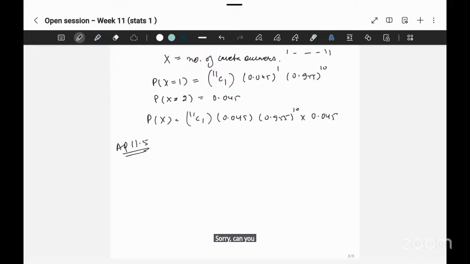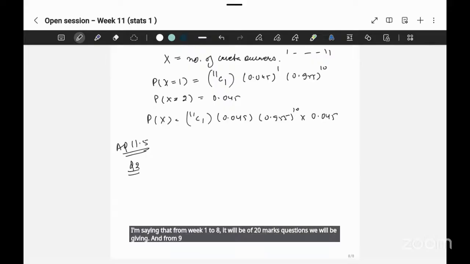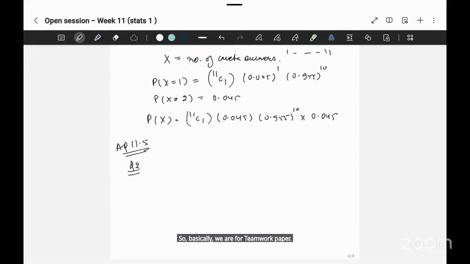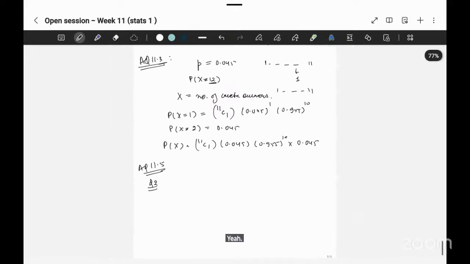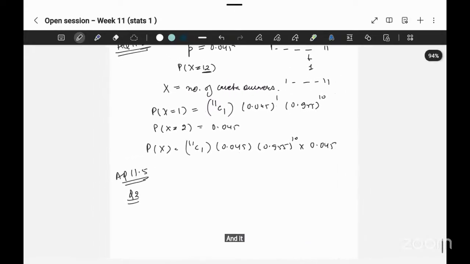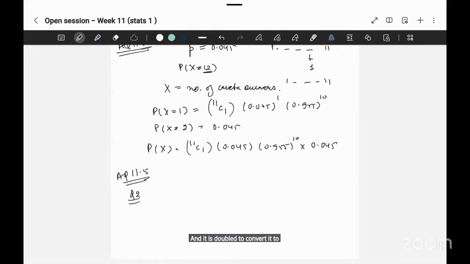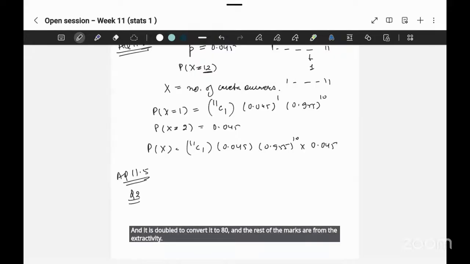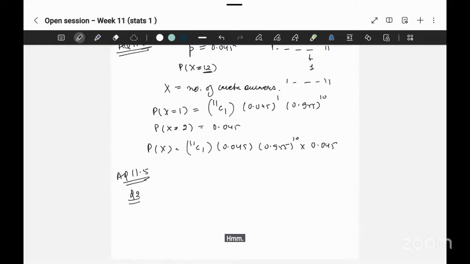Sorry, can you please repeat that? I'm saying that from week 1 to 8, we will be giving 20 marks of questions, and from 9 to 12, we will be giving 20 marks of questions. So it will basically be a 40 mark paper. Okay? It is doubled to convert it to 80, and the rest of the marks are from the extra activity. Extra activities are basically for the bonus. After you give the end term, we give you bonus marks.